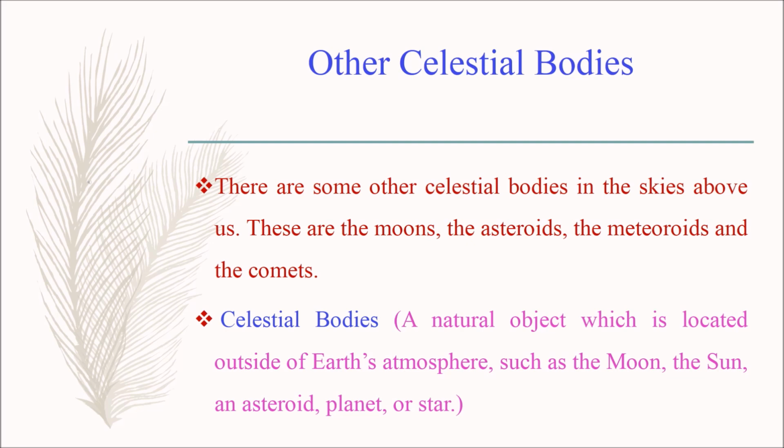What is meant by celestial bodies? A natural object which is located outside of Earth's atmosphere, such as the moon, the sun, an asteroid, planet, or star.